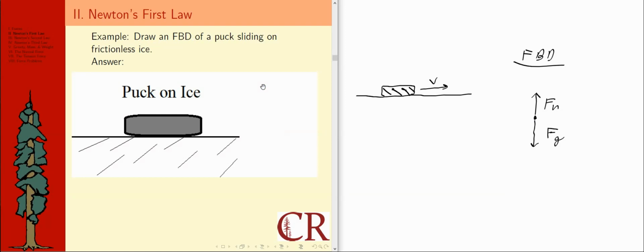So let's look at the answer here, because I've got it in pictures, maybe better than I just did on my whiteboard. So there's a puck on ice. Oh, I guess it's moving the opposite direction that I drew it. That's okay. In fact, will that even affect the FBD based on what we just did? I don't think so, right?